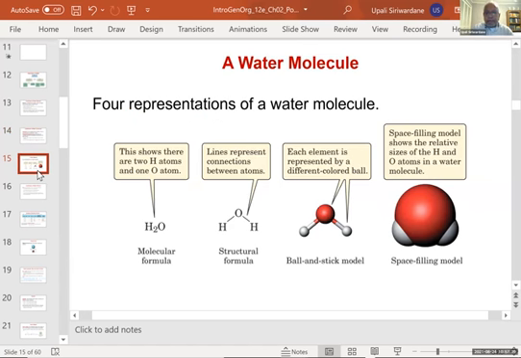We use different representations in our discussions about the structure of molecules. We take water as an example. The molecular formula is H2O, where the 2 indicates there are 2 hydrogen atoms. The structural formula shows bonds. When the formula shows bonds, there are 2 chemical bonds, covalent bonds, connecting oxygen to hydrogen.